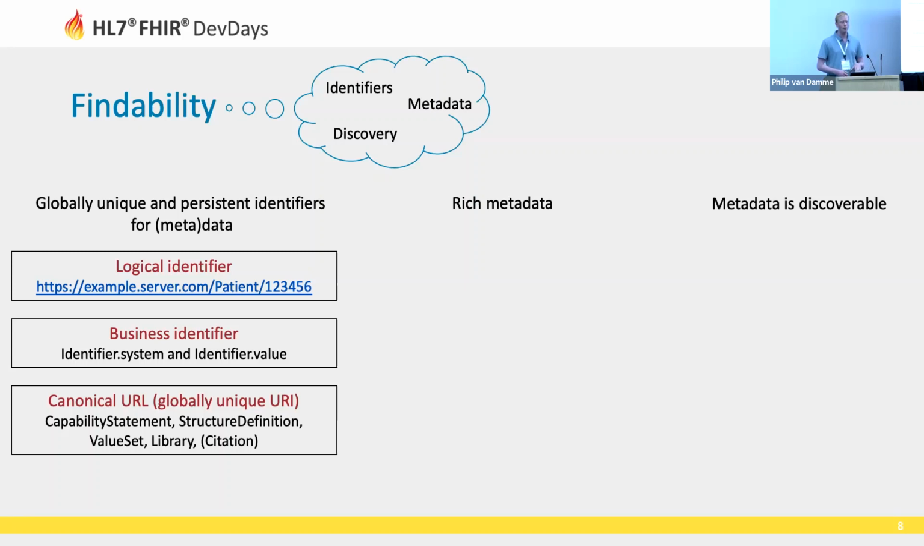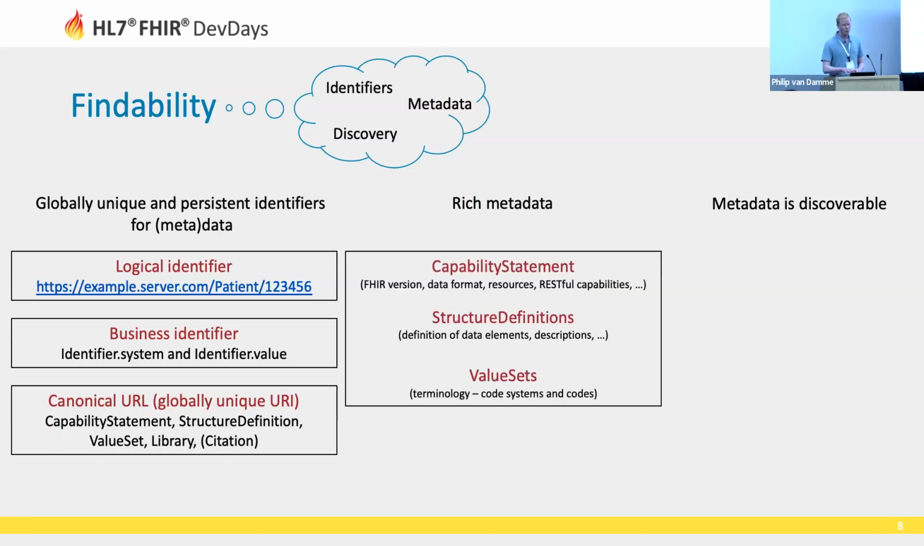The business identifier is the part where you could take the identifiers from, in this case, the MIMIC dataset, and put them in there. And then there are resources that support canonical URLs, so basically a globally unique URI. Most of the conformance resources and the knowledge resources are examples that support this URL element.